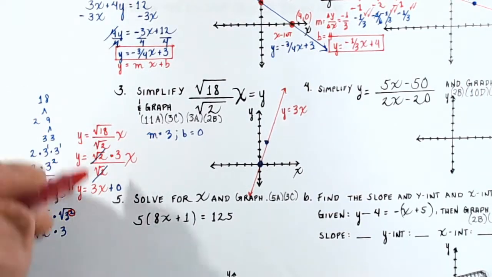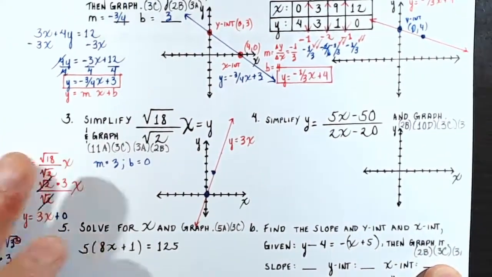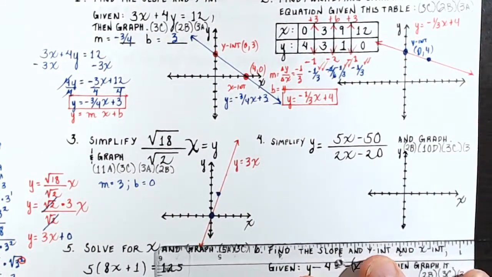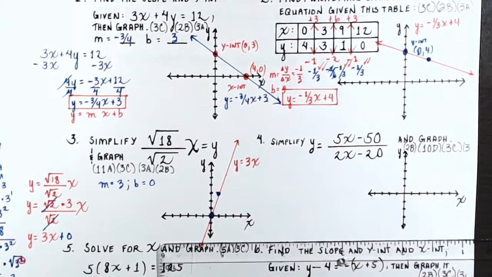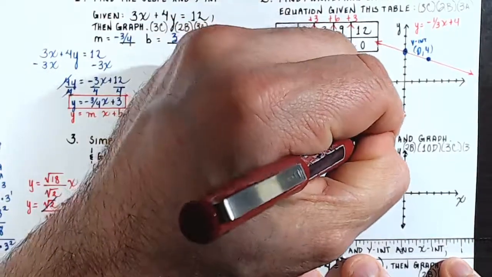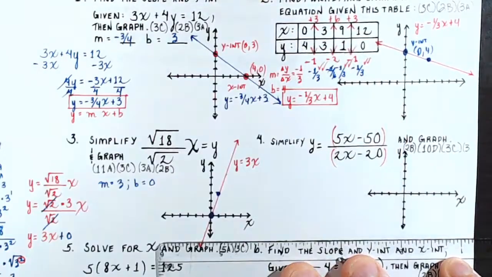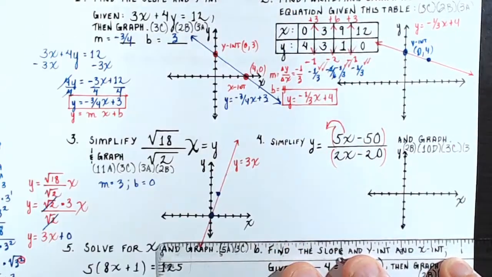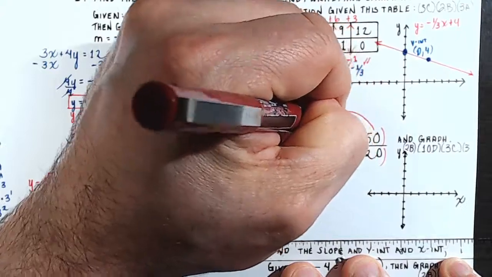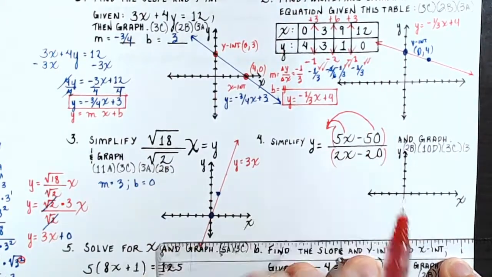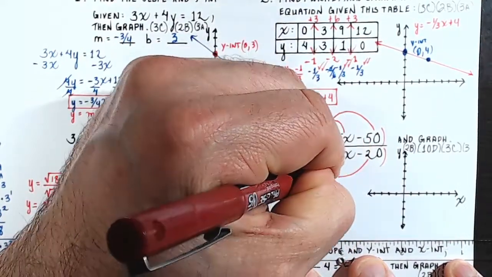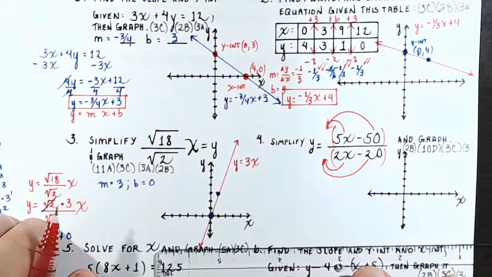If you know your rules of exponents, it's fairly straightforward. Number 4, y equals 5x minus 50 over 2x minus 20. This is rational simplification. And we call this factoring, but you might know it better as reverse distribution. What we need to do is put parentheses around both the numerator and denominator, and then factor out the greatest common factor of both terms inside the parentheses. We do that on the top and we do that on the bottom. That's called factoring or reverse distribution.